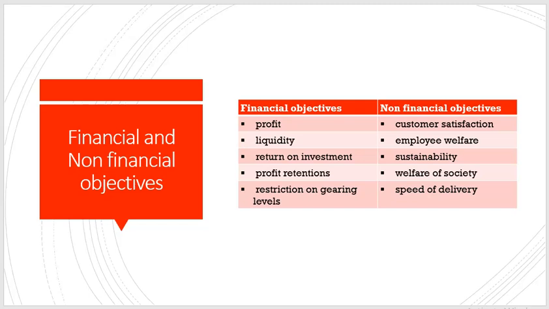Financial objectives include profit, liquidity. Liquidity actually means being able to finance your short-term needs. Return on investments, these are ratios we'll look at later. Profit retention, so after we pay dividends, how much profit is remaining? Restriction on gearing levels, so how much gearing should we have, or how much percentage of debt should we have?